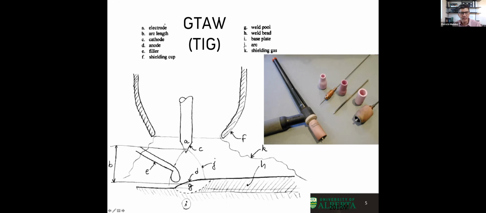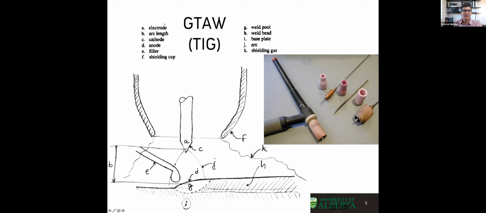An interesting thing for TIG as well as for MIG, in North America, we have this kind of formal name. In the case of TIG, it is gas tungsten arc welding. The arc welding is because we have an arc, and we're going to see it appears in pretty much all arc welding processes.